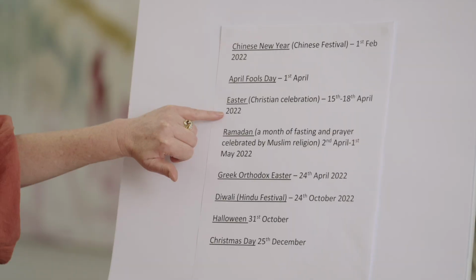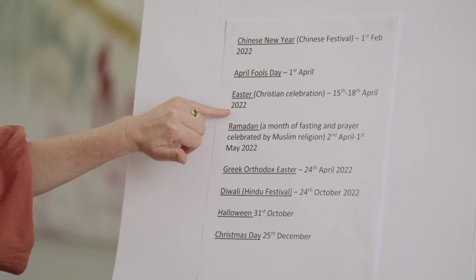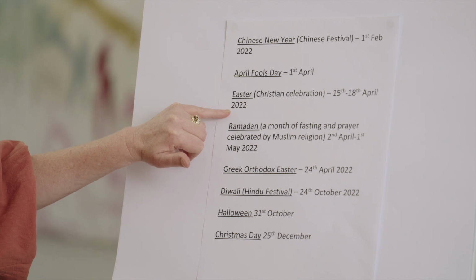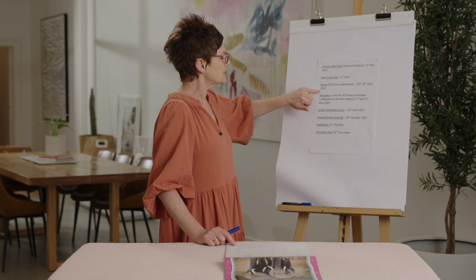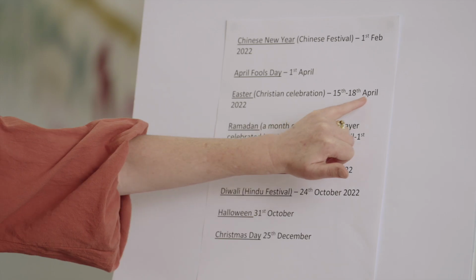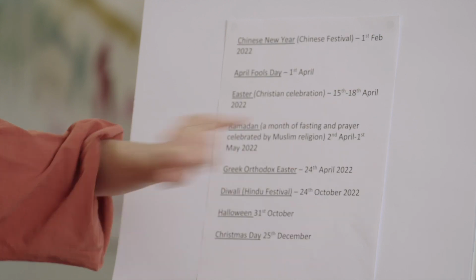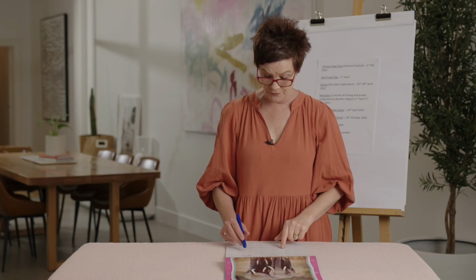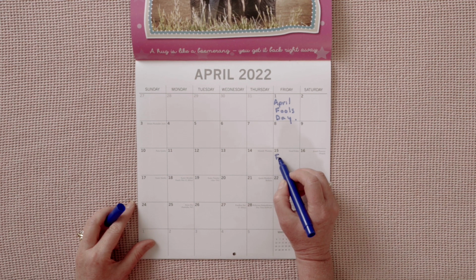Let's have a look at Easter. Now, Easter is a Christian celebration, and it's based on the lunar calendar. So this changes every year. For this year, 2022, Easter will be celebrated on the 15th to the 18th of April. So we're still on April 15th to the 18th.